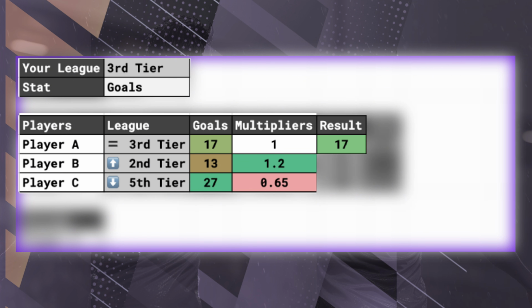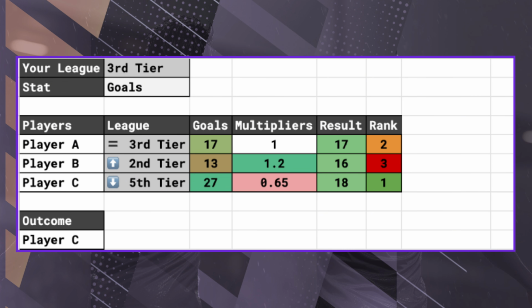So player A obviously stays at 17 goals because they're already in your league and there's no multiplier based on your league. Player B bumps up to 16 goals because they play in a better league, and player C drops from 27 goals all the way down to 18 goals. So yeah, in this scenario, player C still comes out on top, but only just, and that's after adjusting for the fact that they're probably playing against defenders who may still have a little smoke break at half time.